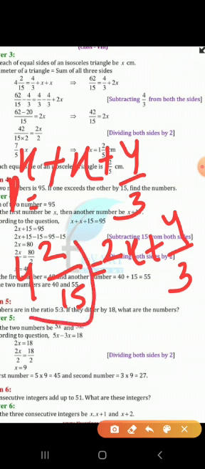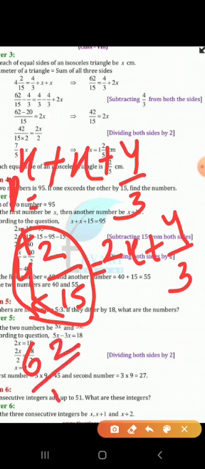Now this is in mixed form. How to convert this into improper form? We multiply 4 into 15, that is 60, and 60 plus 2 is 62. So 62/15 equals 2x plus 4/3.